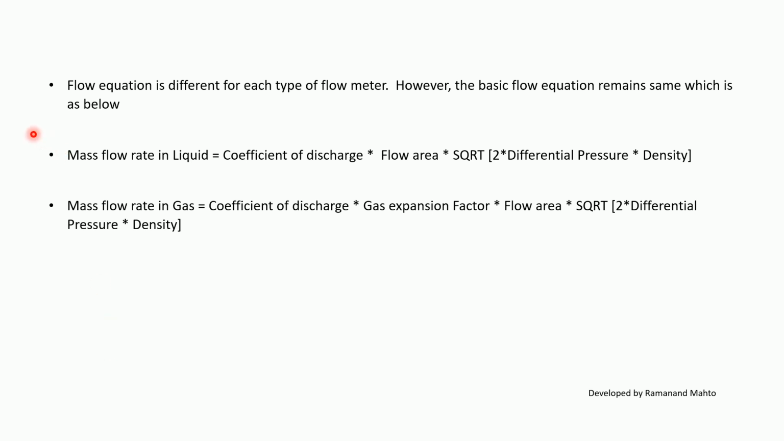Flow equation is different for each type of flow meter. However, the basic equation for all types of flow meter is the same, which is: mass flow rate in liquid is equal to coefficient of discharge into flow area into square root of 2 into differential pressure into density. Mass flow rate in gas is equal to coefficient of discharge into gas expansion factor into flow area into square root of 2 into differential pressure into density, where the gas expansion factor is taken care of for gas.